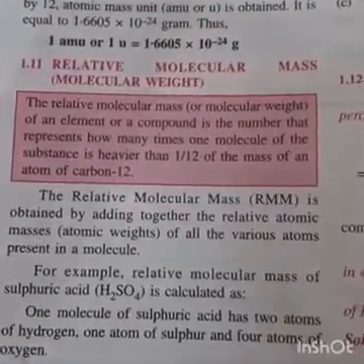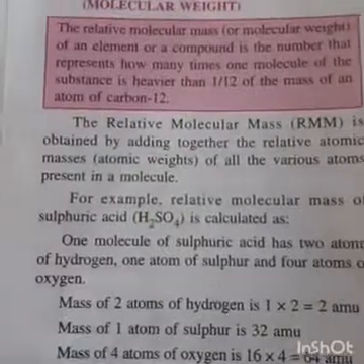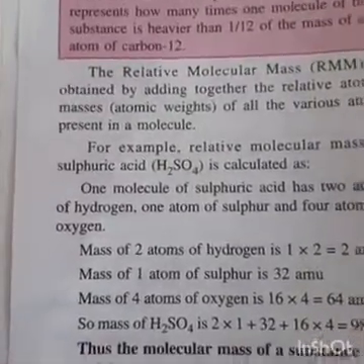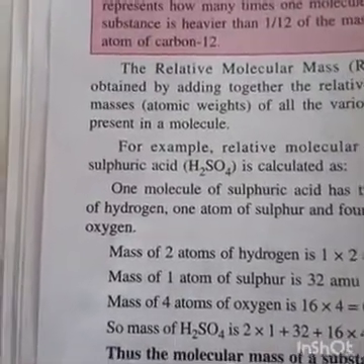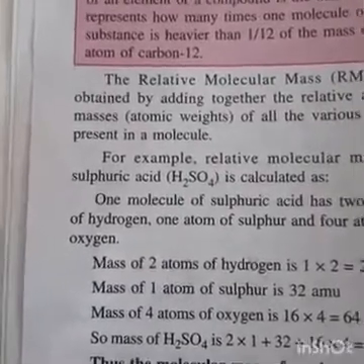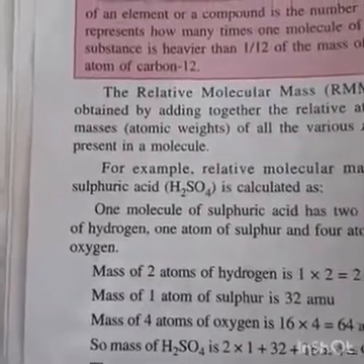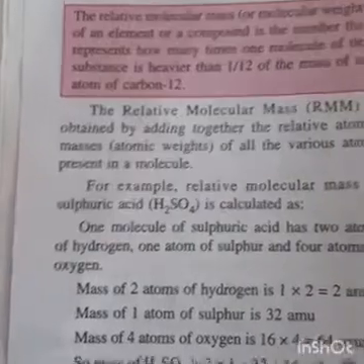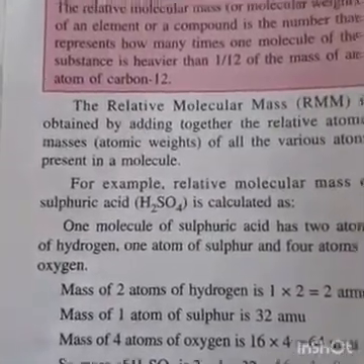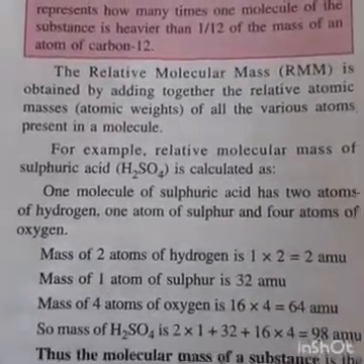the molecule. That means if I have a molecule of sulfuric acid, the masses of hydrogen plus the mass of sulfur plus the masses of all the atoms of oxygen, added together, will give me the relative molecular mass of sulfuric acid.